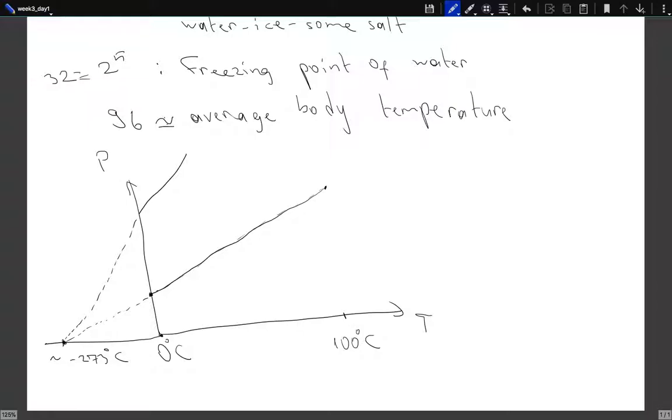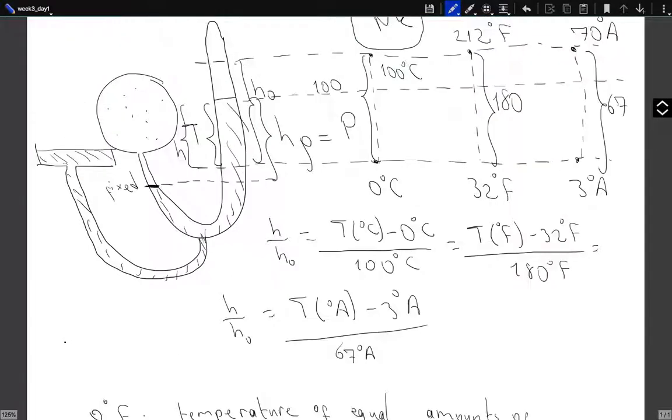So you say that, oh okay, that 0 was kind of arbitrary for me. We just picked the freezing point of water, but somehow that minus 273 seems to be more universal. So then you have the absolute temperature scale.